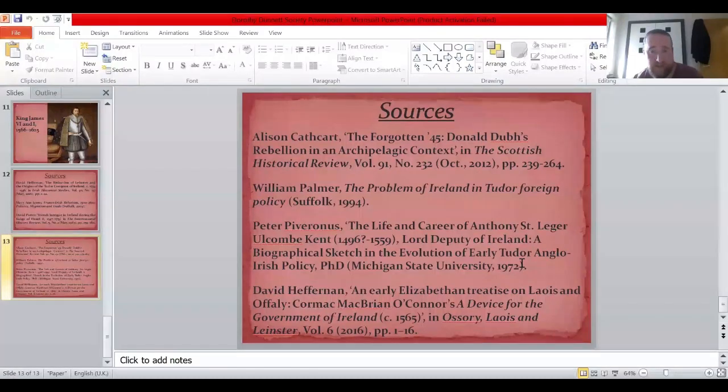And then, as I say, my own article on Cormac O'Connor's device for the government of Ireland is in Ossory, Laois and Leinster, which could be tricky to find a copy of. But as I say, I'll pass on a PDF of that, and it can be distributed to anybody that might want to have a look at it. So yeah, that's about it.